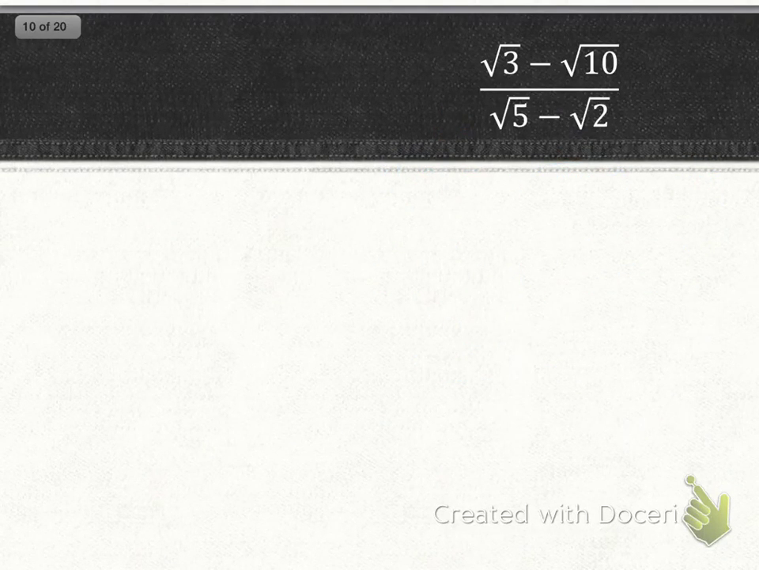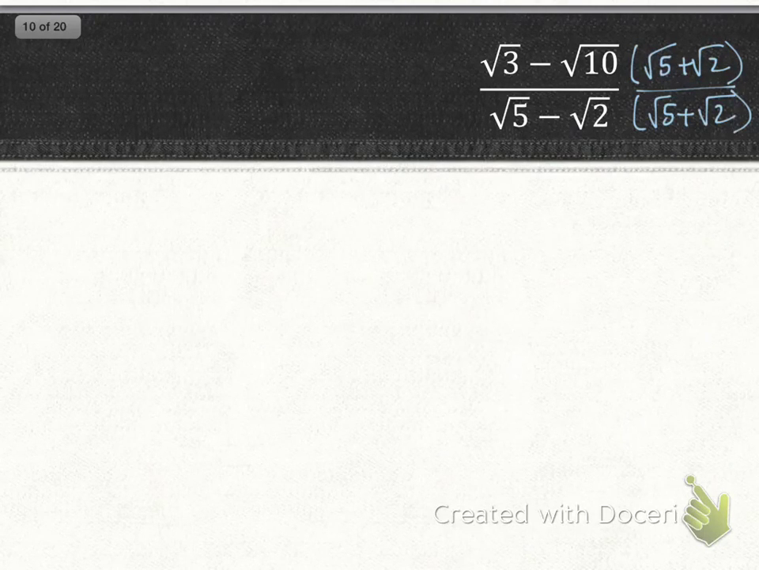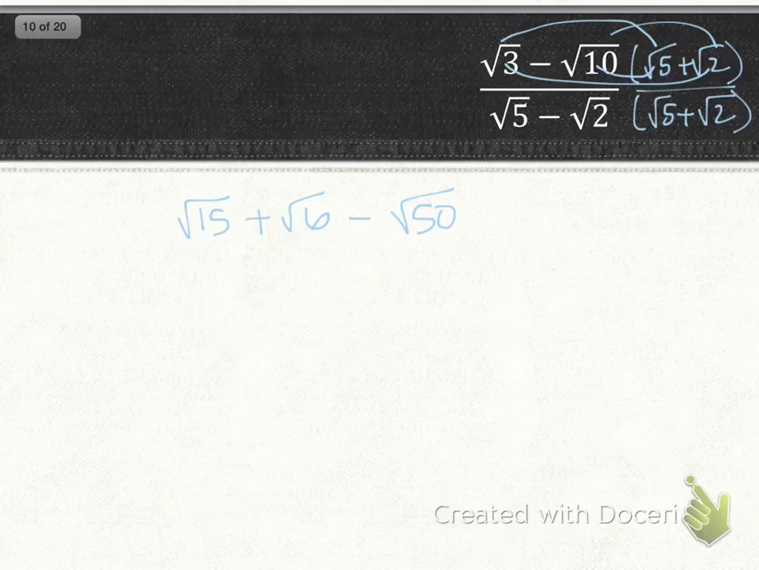Okay, if we're trying to rationalize the denominator, I need to multiply the top and bottom by its conjugate. Okay, so we're going to have to FOIL on top and bottom. So I have square root of 5 times the square root of 3, so square root of 15. Now I got to do my outside, so 3 times 2 gets me the square root of 6. My inside, a negative 10 times 5 gets me 50. And then my last, a negative 10 times 2 gets me 20.